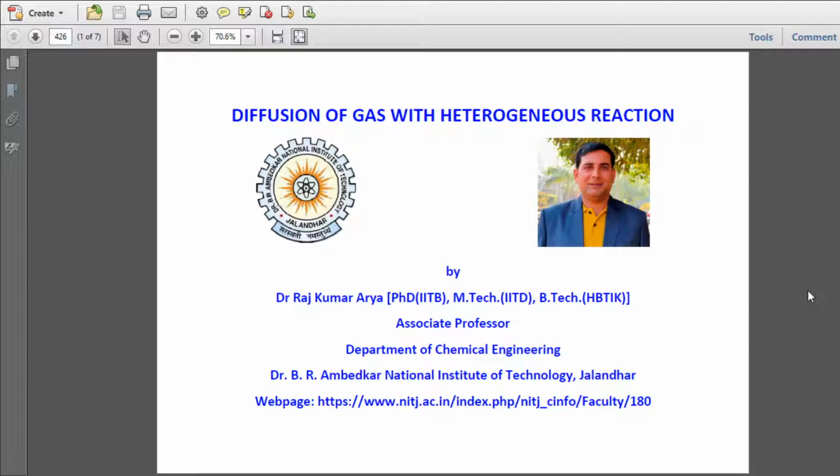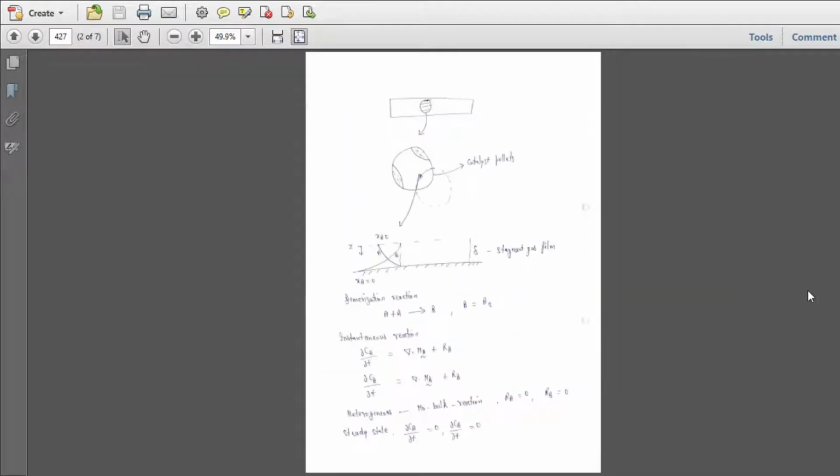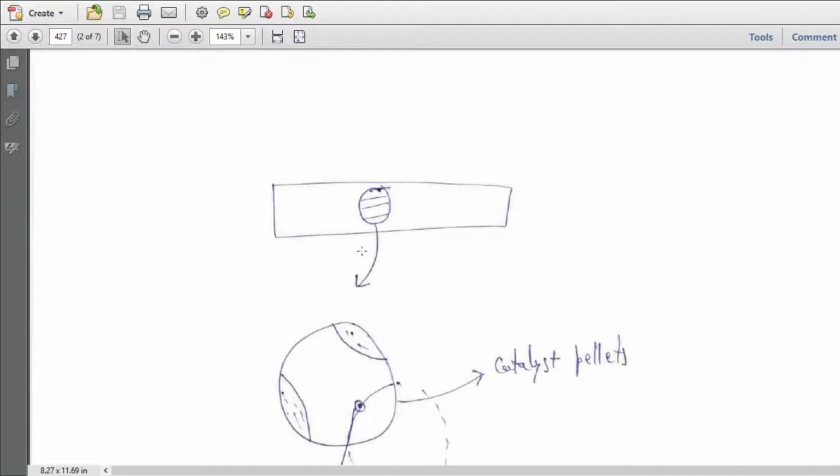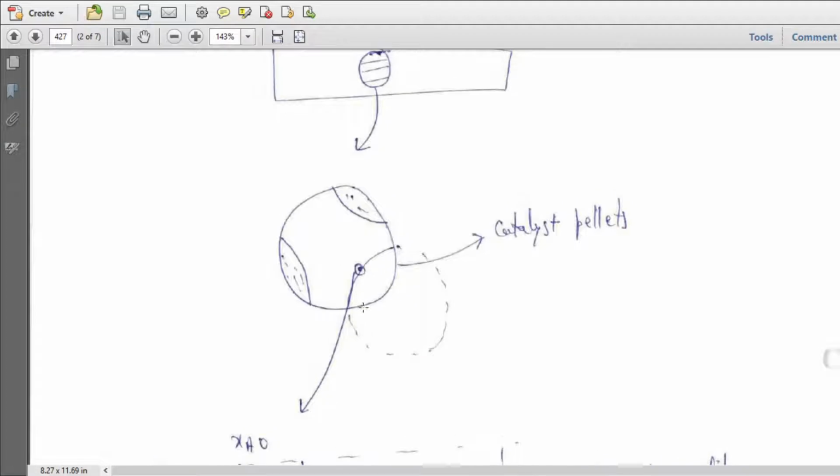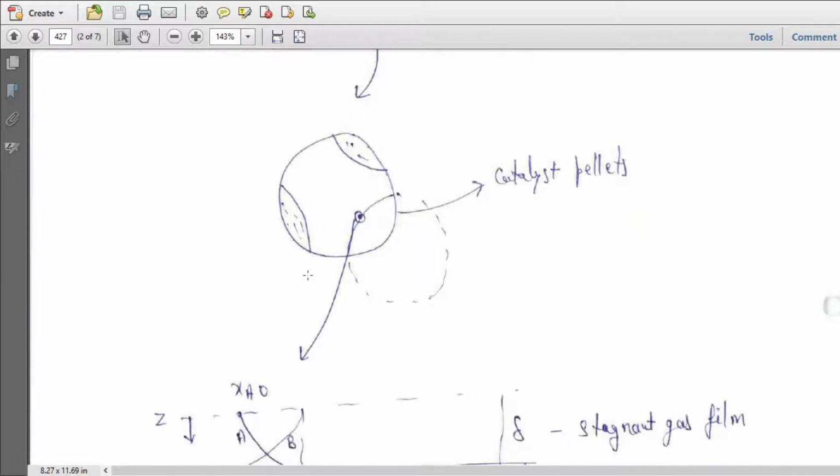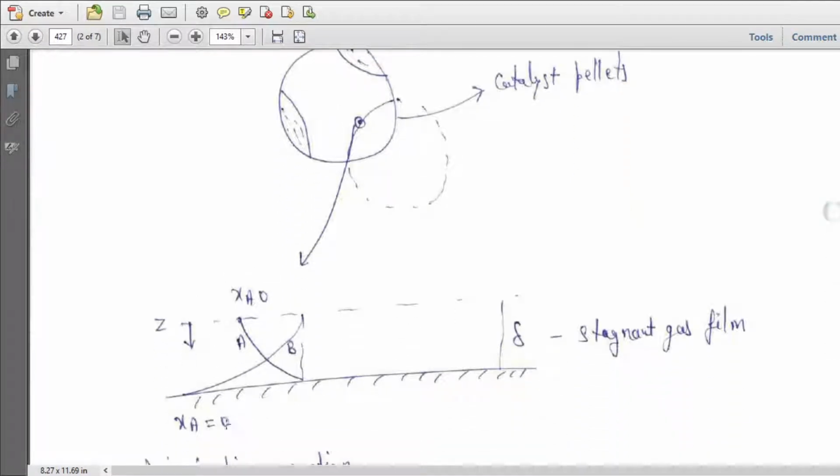Today I am going to explain the diffusion of gas with heterogeneous reactions. So this is actually a typical case where you have a catalyst and a heterogeneous reaction is taking place on the catalyst surface. If we take the expanded form of this, it looks like this.